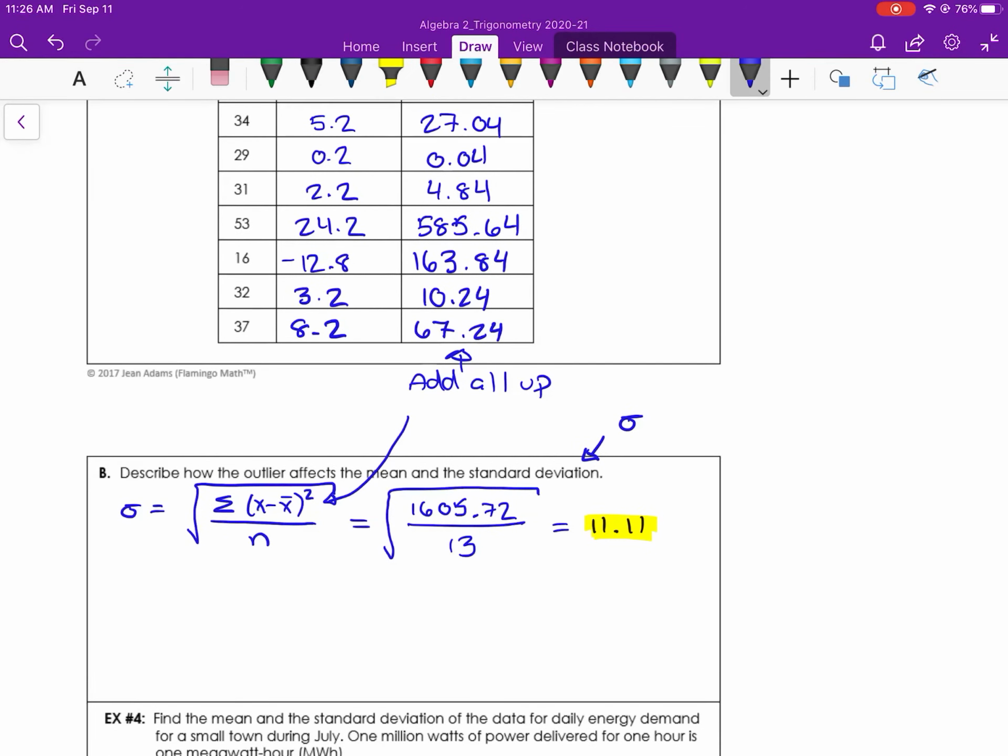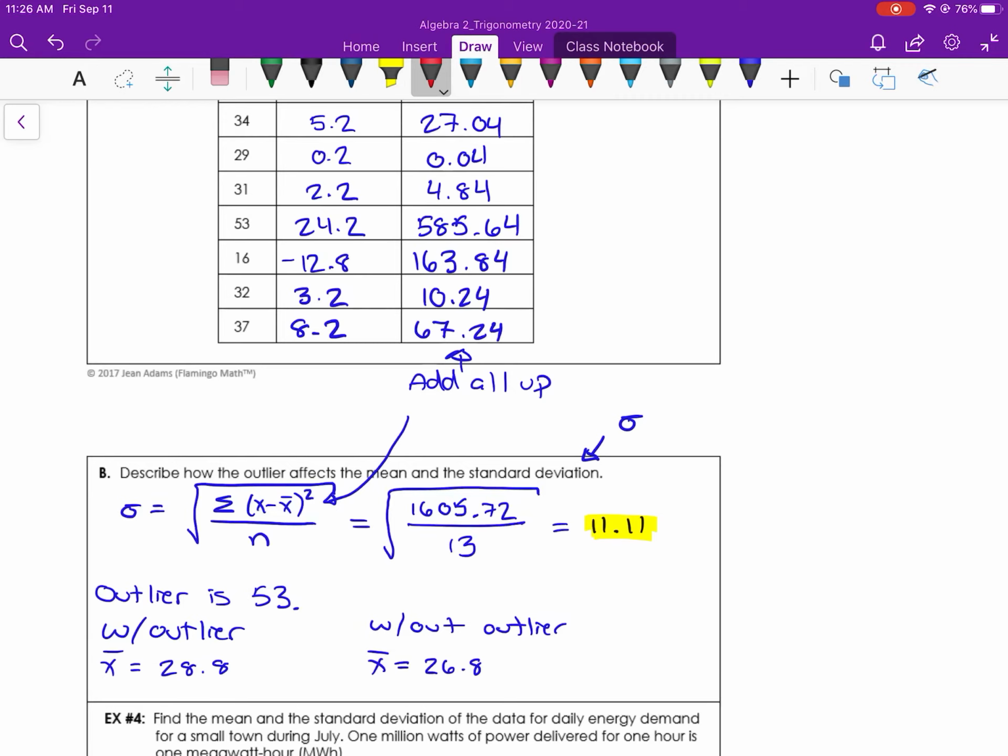And then the outlier, so if you look at the data, the outlier is 53. Alright, so if you go in there and you're looking with outlier, our mean is 28.8, and then without the outlier, our mean is a little lower. It brings it down to 26.8. All right, so it's good to get rid of those weird data points.